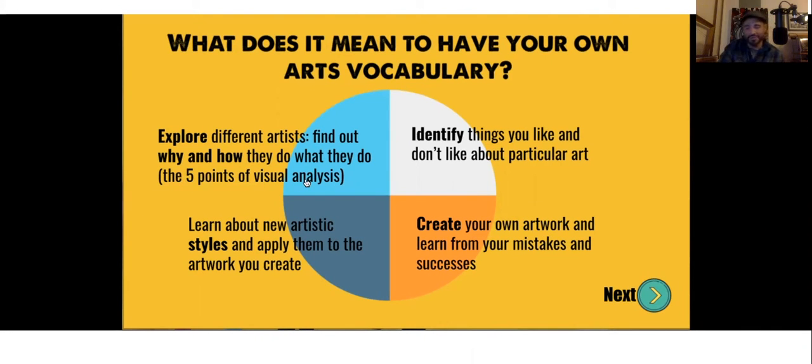The visual analysis, you guys have been doing four points. The four points, which are: what do you see? Is it aesthetic, or is it artistic? What is the context? The fourth one will be, how do you personally connect with the work? Identify things you like and don't like about particular work. The third thing is learn about new artistic styles and apply them to the artwork you create. The fourth one is create your own artwork and learn from your mistakes and successes. So you've got to do all four to be able to successfully participate in creativity. You've got to see what's out there, so you know what's been done, so you can use that as a stepping stone to advance your work.